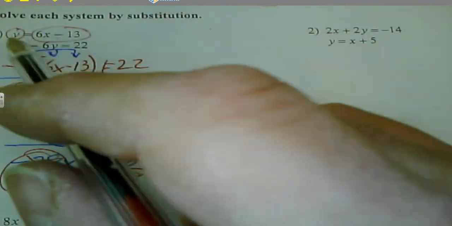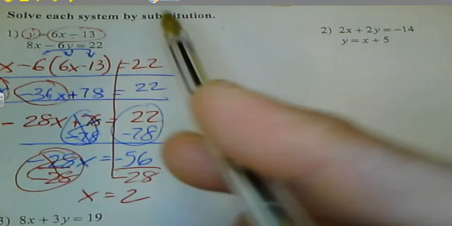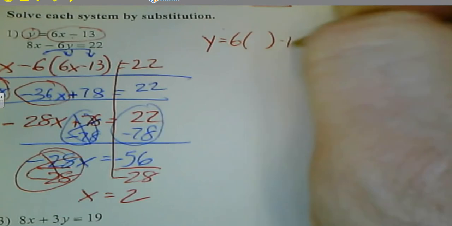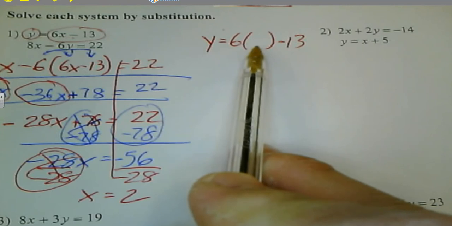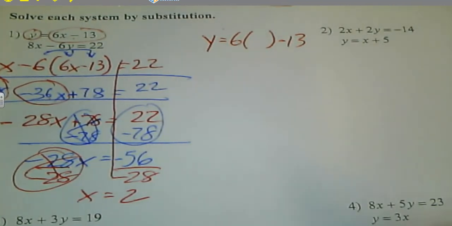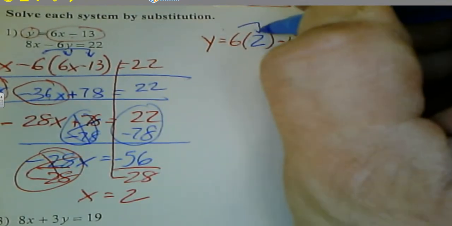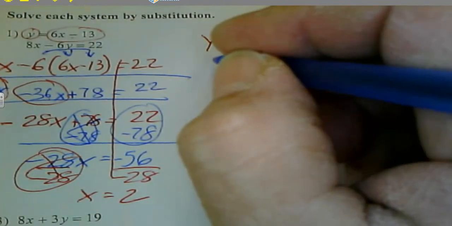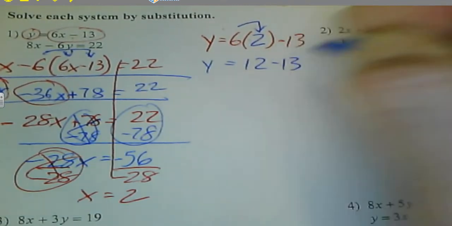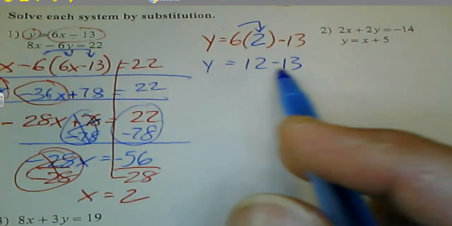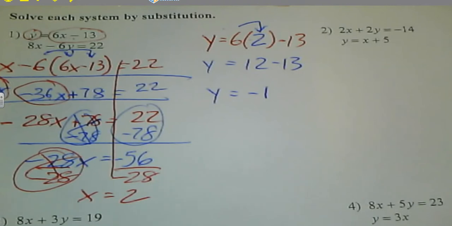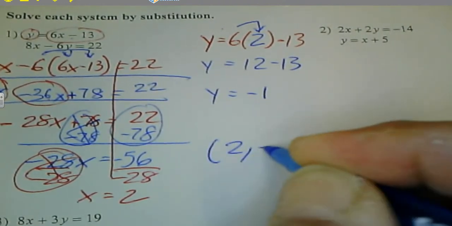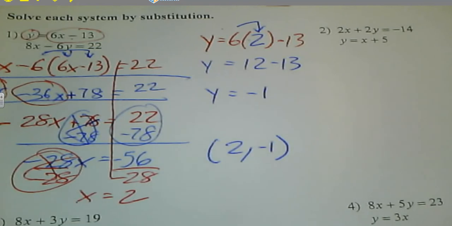So I'm going to come up here and I'm going to take that one right there, and I'm going to rewrite that. Y equals 6, except I can take out the x. So that's all I did, I took the x out and put it like that. What is x? X is 2. So I replace it and I do 6 times 2, which is 12. And this is basically combining like terms. So we have 12 minus 13, which is y equals negative 1. So our coordinate point is (2, negative 1), and that's correct.